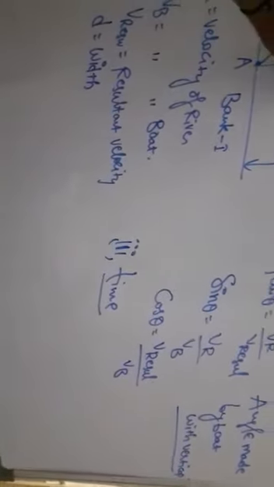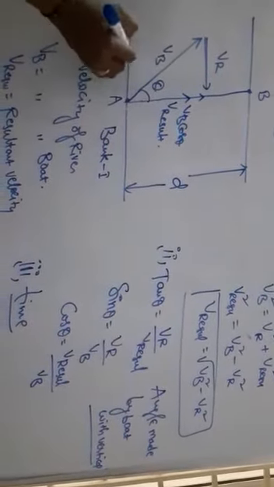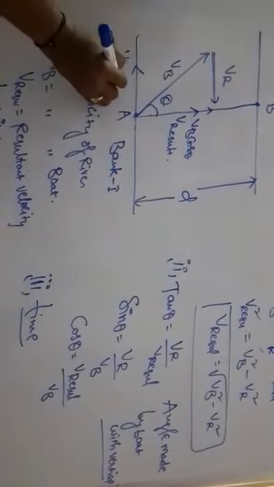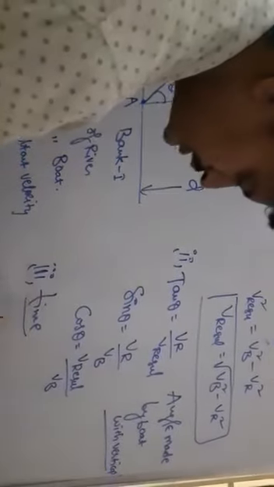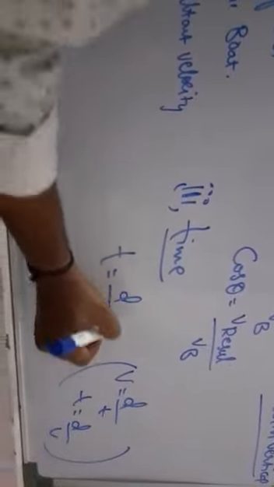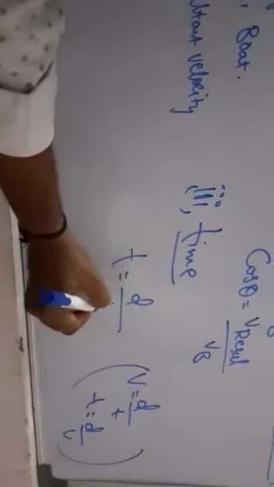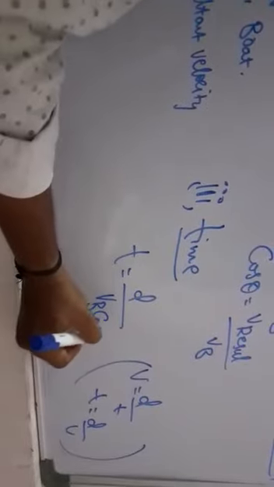Third one, time taken. Here the velocity of the boat is broken up into two components, VB cos theta and VB sin theta. Therefore time t: velocity is equal to distance by time, so time is equal to distance by velocity. Distance is d, by velocity in the resultant direction, VB cos theta. This is the time taken.